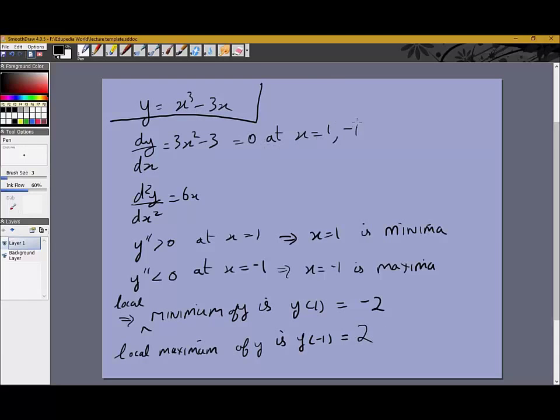Right. Now let me show you how the graph for this function actually goes. What is the value at x is equal to 0? I'll just draw the lines in a better way. At x is equal to 0, the value of y is 0. As x goes to infinity, value of y goes to infinity. As x goes to minus infinity, y also goes to minus infinity. But at x is equal to 1, y is equal to minus 2, and at x is equal to minus 1, y is equal to 2. So the graph of this function actually goes something like this.